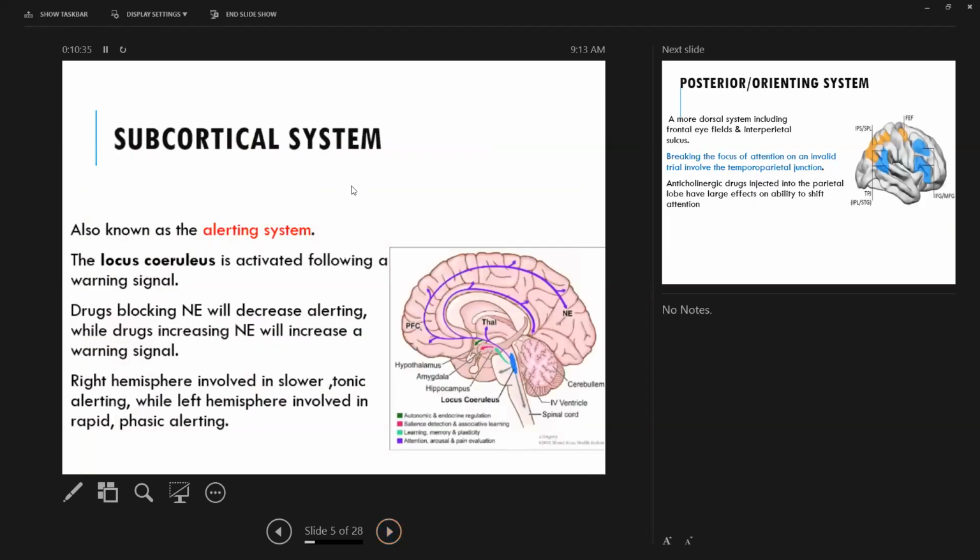Coming to the subcortical system, which is also known as the alerting system, the locus coeruleus is activated following a warning signal. Hence, drugs blocking norepinephrine will decrease alerting, while drugs increasing NE will increase the warning signal. The right hemisphere is involved in slower, tonic alerting, while the left hemisphere is involved in rapid and phasic alerting.